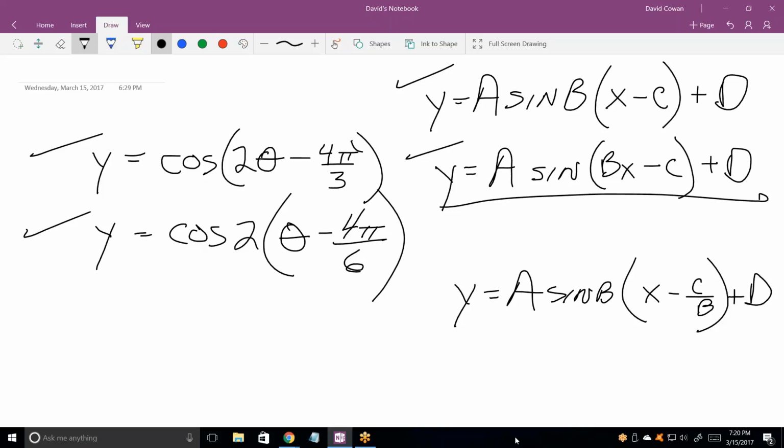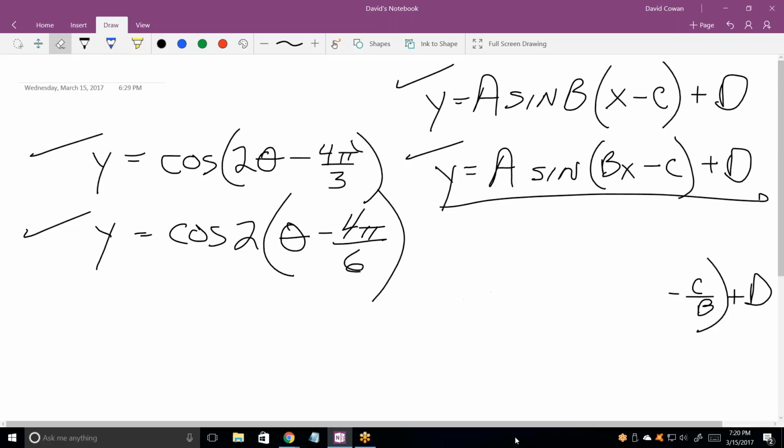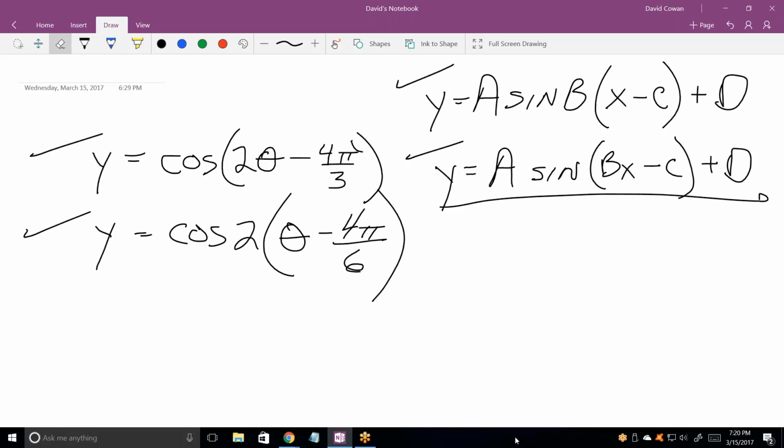Okay. And we can do either one. I'm always more comfortable working with this where you factor the B out. It doesn't make a lot of difference. The only real difference is the phase shift. So since I've got to divide C by B to come up with the phase shift anyway, might as well do it this way.